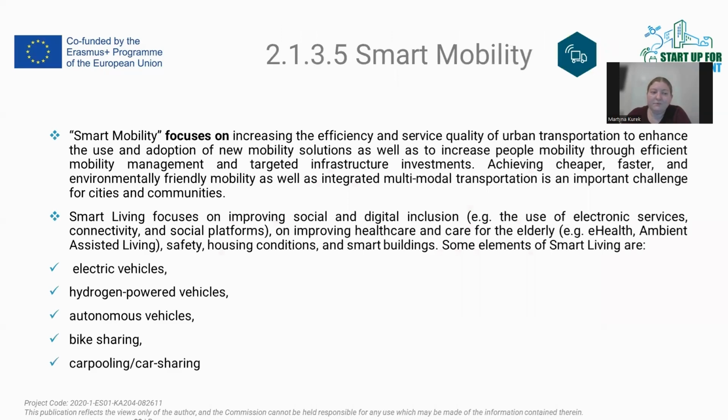The next chapter in the Startup for Development project was the smart transport, or in other words, smart mobility. So we have again this concept of environmentally friendly technologies to use and implement electric vehicles, hydrogen-powered vehicles, autonomous vehicles, bike sharing, carpooling, and so on. So we have different possibilities here.